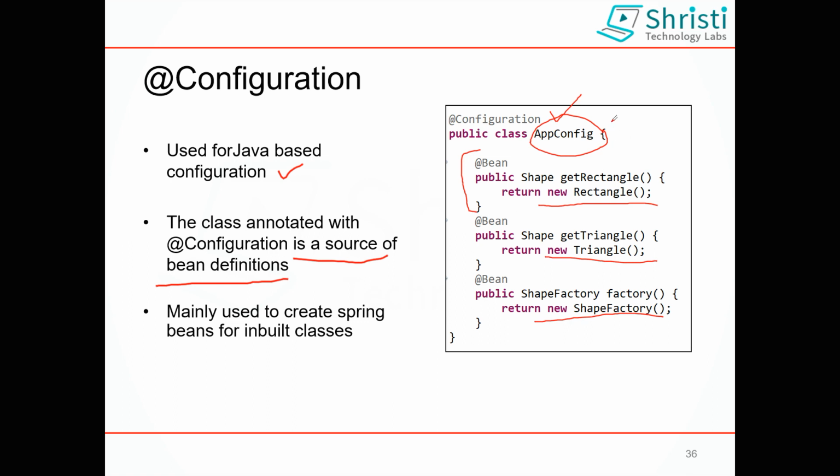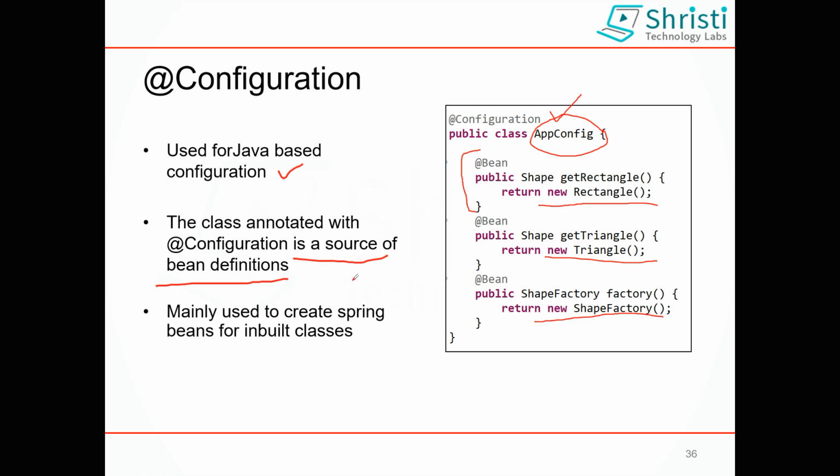The bean names will be appConfig, with A lowercase, C uppercase, that is in camel case. Then getRectangle, getTriangle, factory. Why? Whatever method name you have given, that will be the name of your Spring bean.